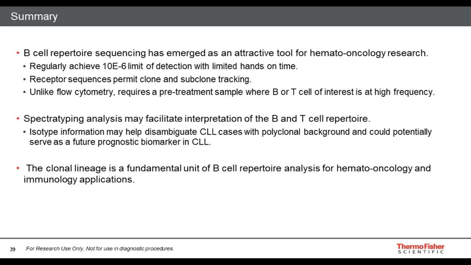I discussed spectrotyping as a tool to interpret the repertoire, and further discussed how isotype information can help disambiguate certain CLL cases where one wishes to analyze the somatic hypermutation. And then I ended with a case study highlighting the need to identify clonal lineages within the B-cell repertoire data and how that can really help facilitate the interpretation of the repertoire.